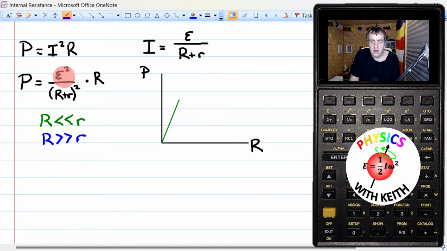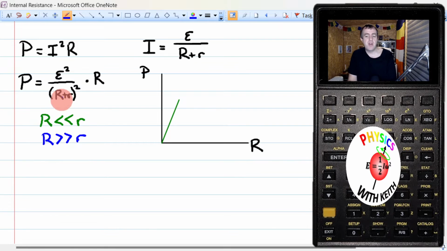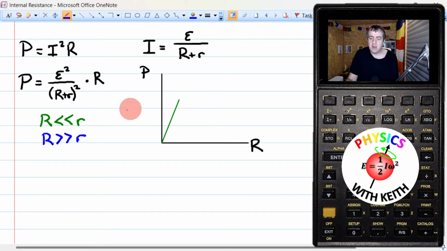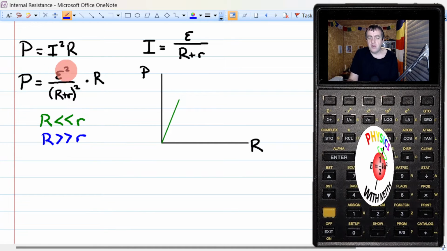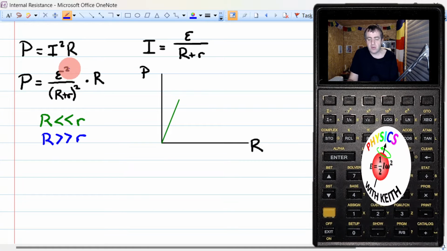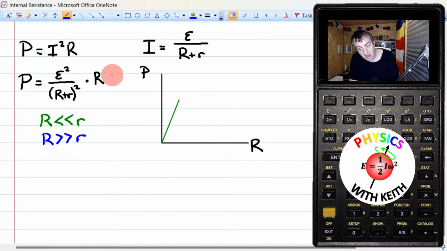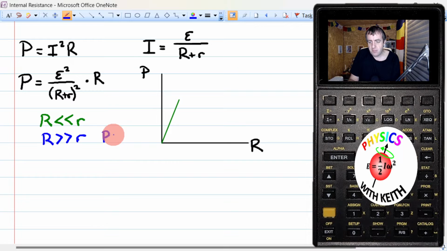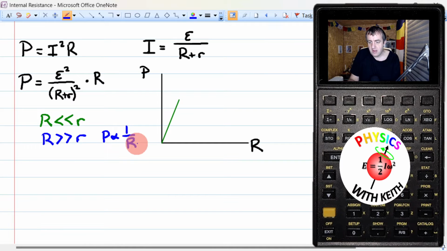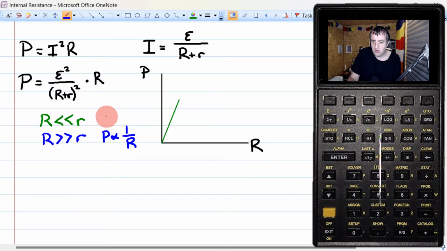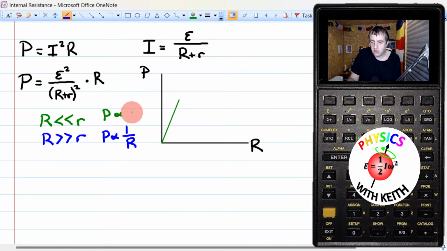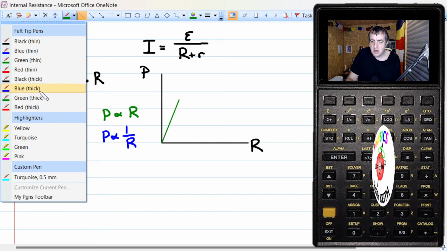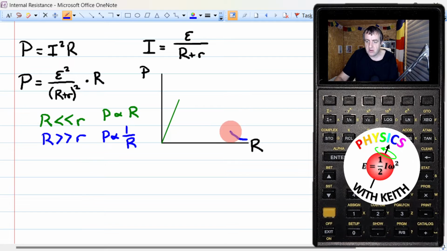So this looks more and more like 1 over big R squared, where little r becomes less significant, becomes negligible. So if I've got epsilon squared over big R squared times R, that would cancel and that would leave P being proportional to 1 over R. In fact, I should, just for completeness, also put here P is proportional to R in this case. So you can see why the question we posed at the start is not quite so simple.